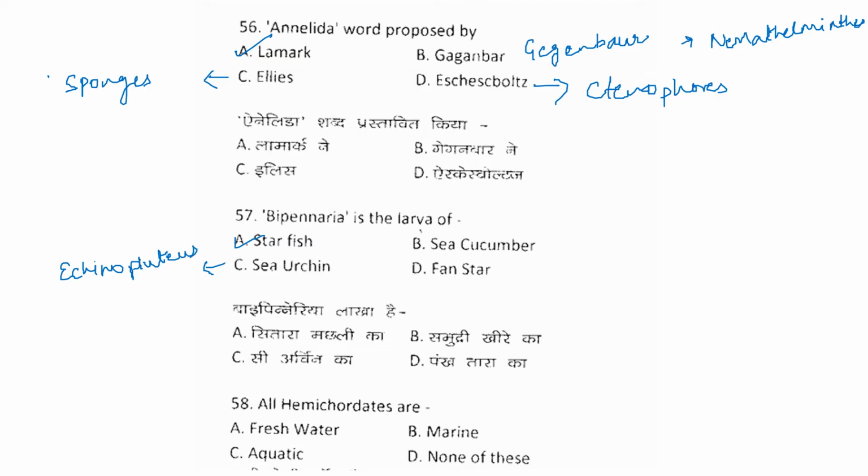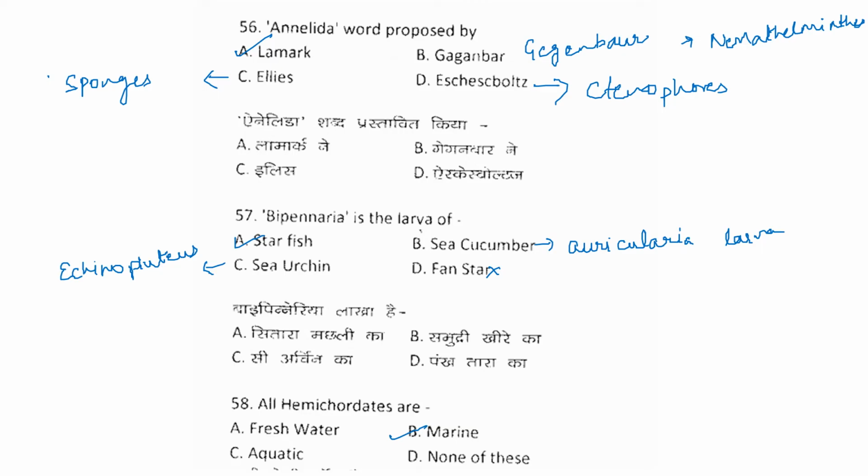And the larva of sea cucumber is called Auricularia. Fan star is noted. Next question: all hemichordates are? So all hemichordates are exclusively marine.